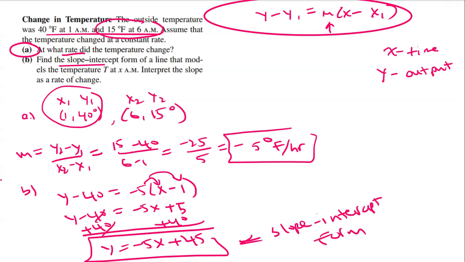So we use the point-slope form again. This is the point-slope. We use the point-slope to get to the slope-intercept form. That's probably the easiest way to do it.